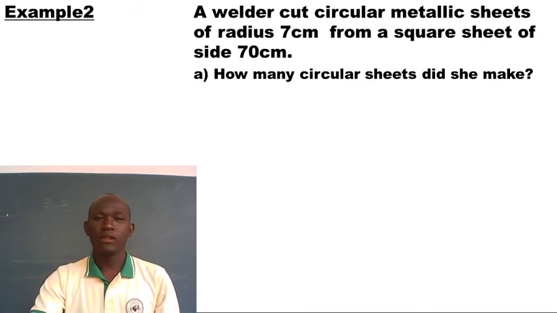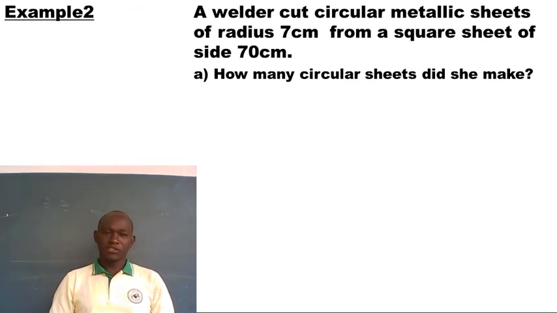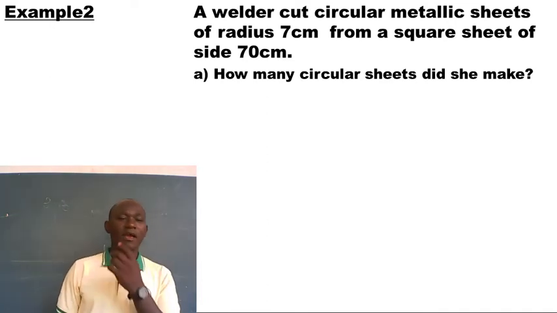A welder cut circular metallic sheets of radius 7 centimeters from a square metallic sheet of side 70 centimeters. How many circular sheets did she make? Hey, this was a female welder. Yeah, that's great.